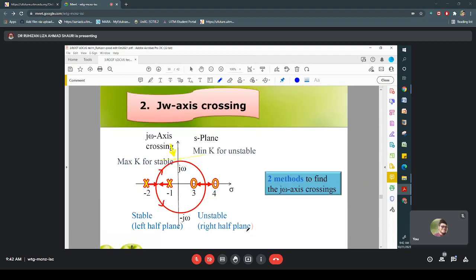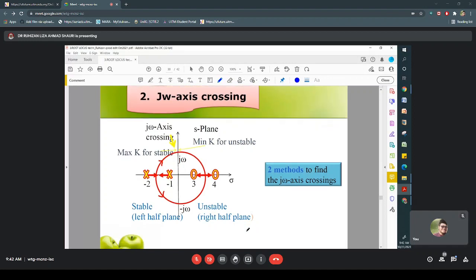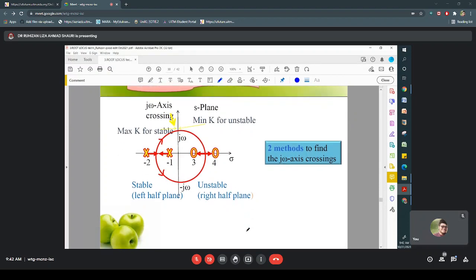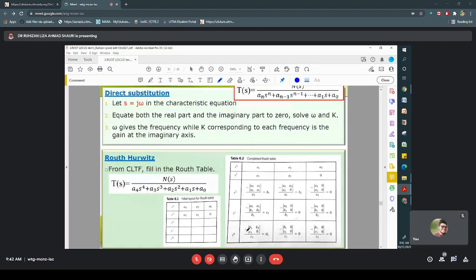Okay, all right. I think that we don't have enough time to go to j omega axis crossing, but I need you to cover for me this table. Yeah, please learn about this table. Probably you have to find it. Yeah, you can Google it. You can also open up your Routh topic that you have learned before, in your previous notes. It's just about how to use this table.